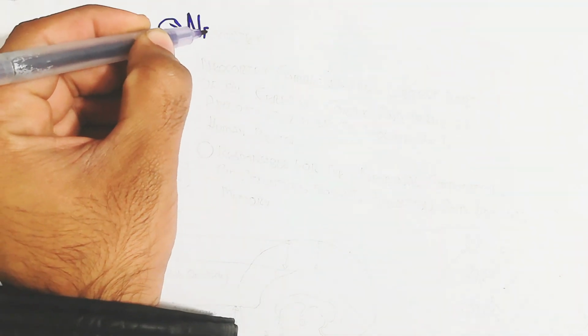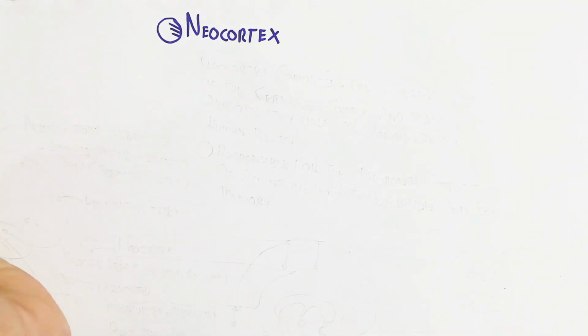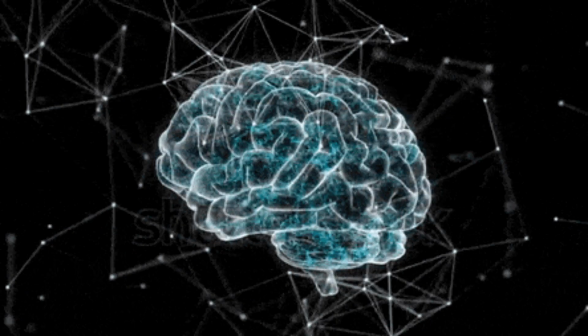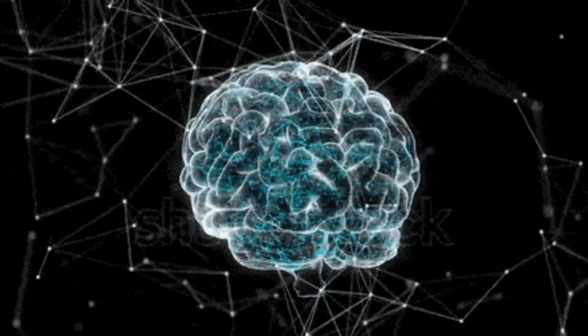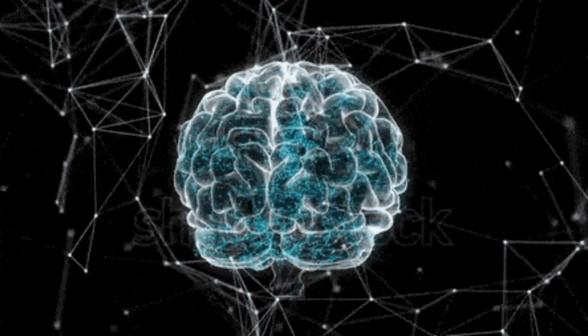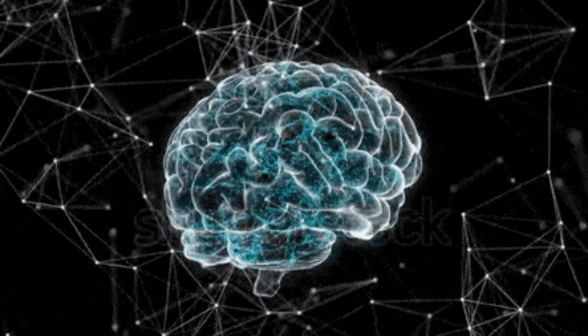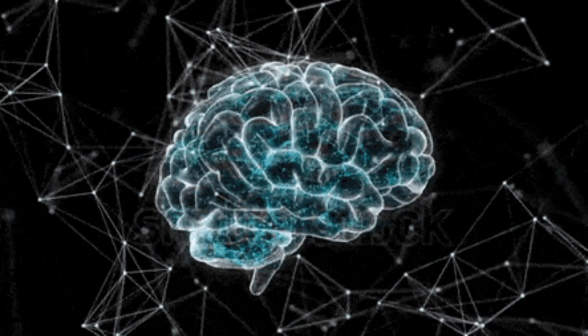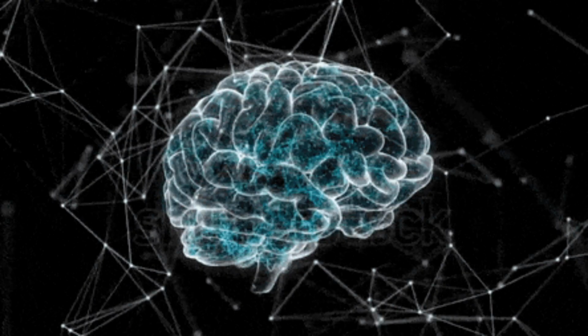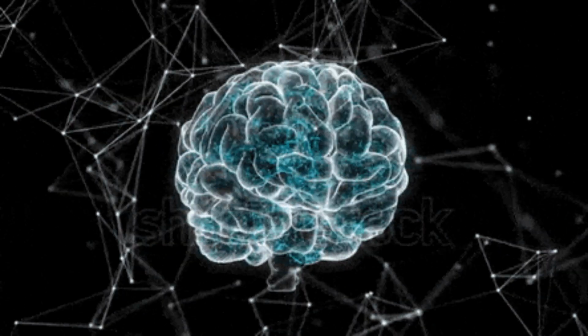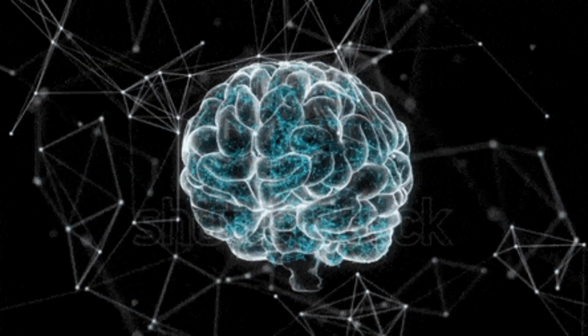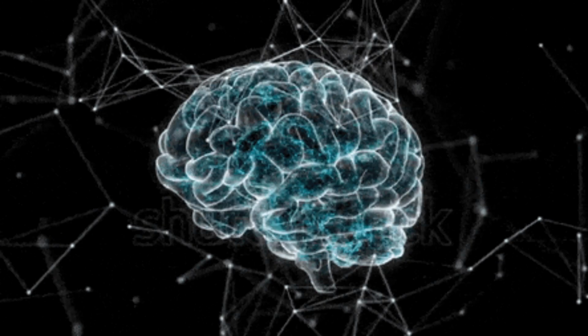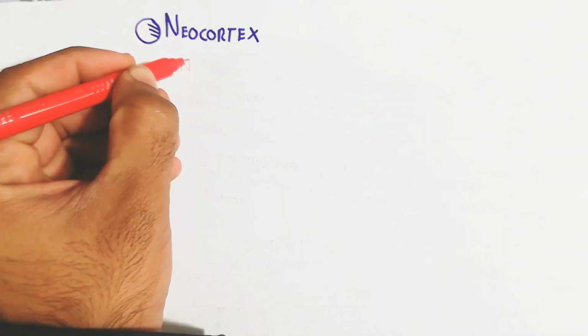Hello, in this video we will understand about the neocortex. The neocortex comprises the largest part of the cerebral cortex and makes up approximately half the volume of the human brain, and it is used for learning and episodic memory, attention, thought and perception. So let's begin to understand it in detail.